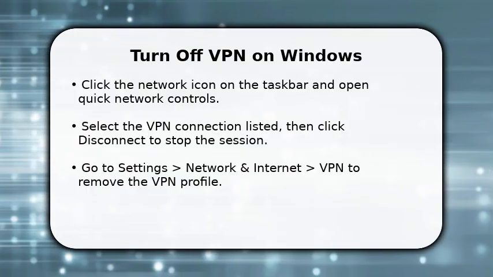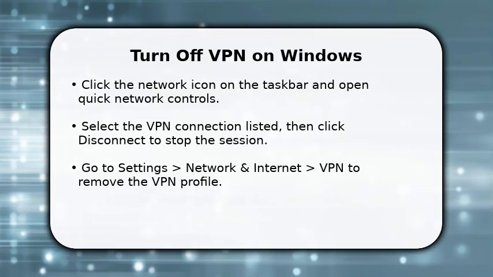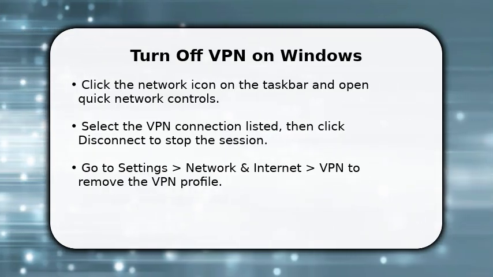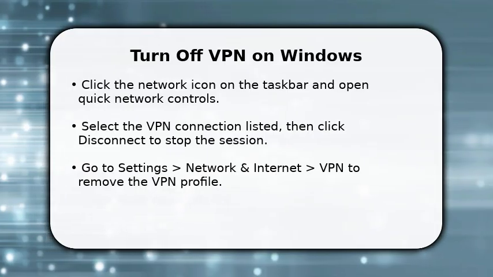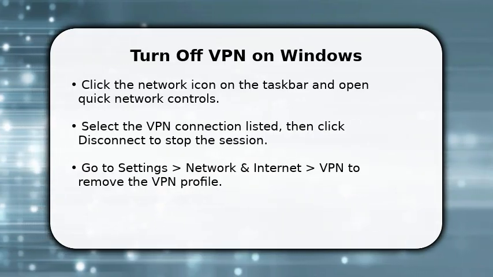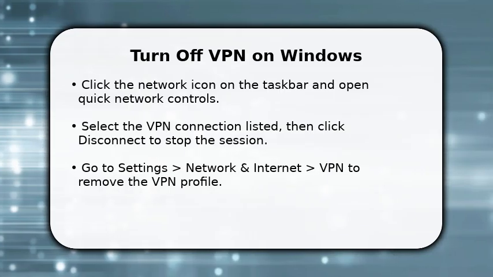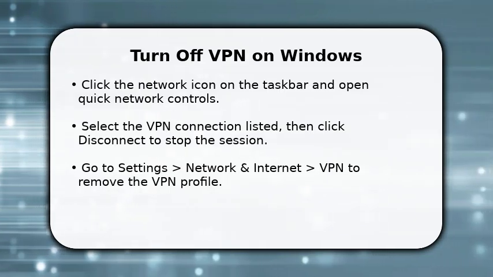Start by saving your work and closing any sensitive apps before changing network settings. Click the network icon on the taskbar and open Quick Network Controls. Select the VPN connection listed, then click Disconnect to stop the session cleanly.